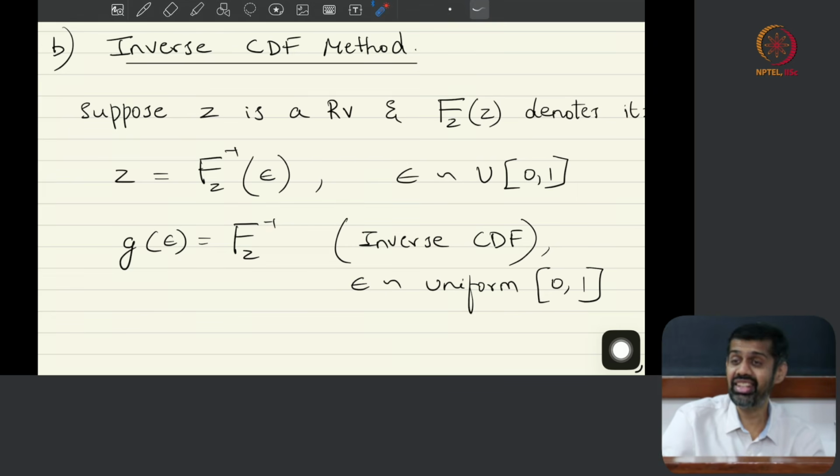This is called the inverse CDF method, which means that you can convert a uniform random variable to any random variable, so long as you know the inverse of the distribution function of the random variable that you want to recover. In fact, this is how we know how to sample from a Gaussian distribution.